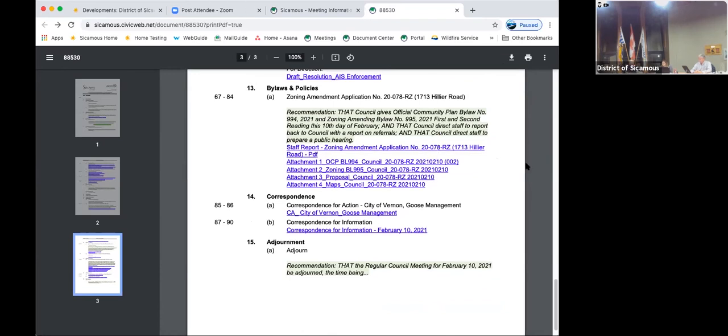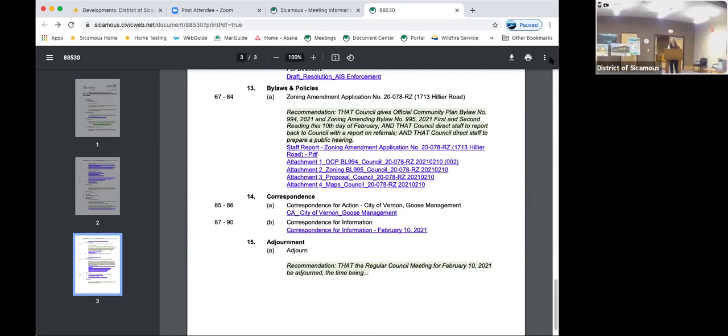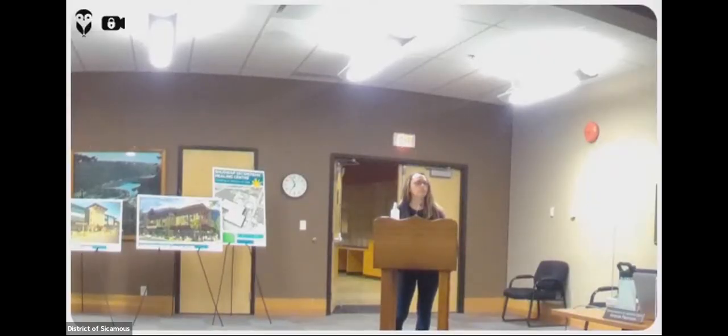Moving on to bylaws and policies, zoning amendment application number 20-078, RZ 1713 Hillier Road. The recommendation is that council give official community plan bylaw number 994/2021 and zoning amending bylaw number 995/2021 first and second reading this 10th day of February, that council directs staff to report back to council with a report on referrals, and that council directs staff to prepare a public hearing. I need a mover on it. Councillor Long, seconded by Councillor Bushel.